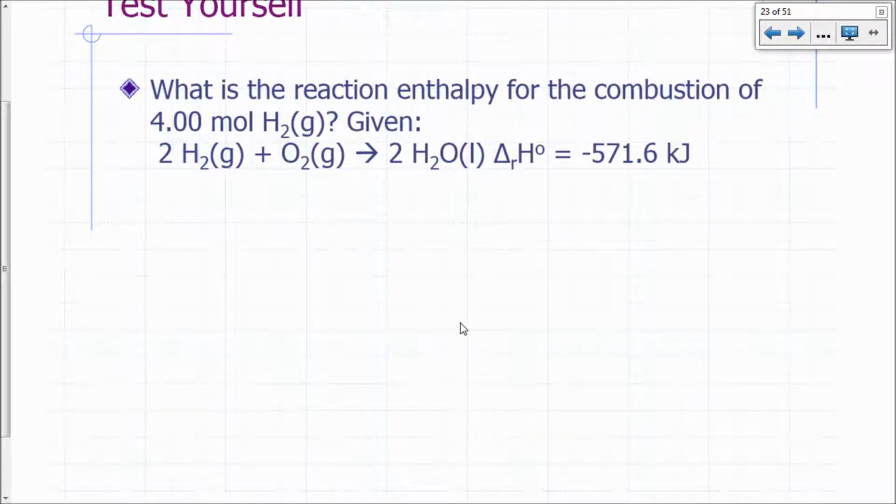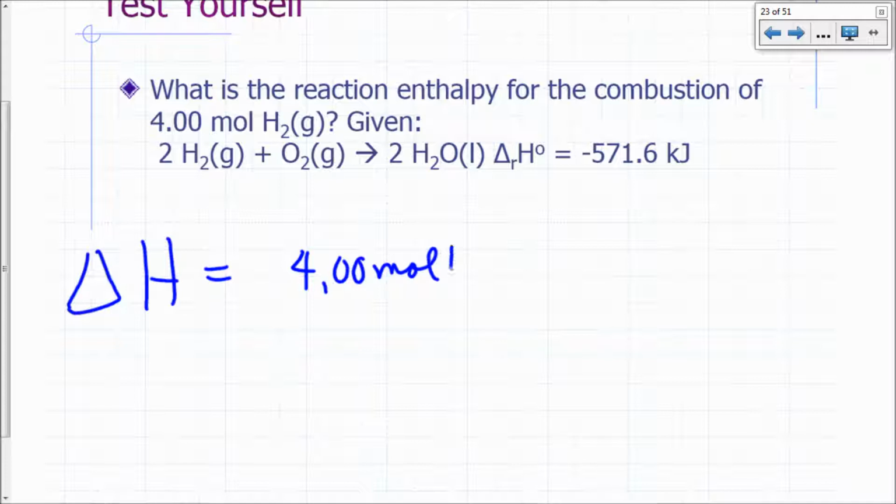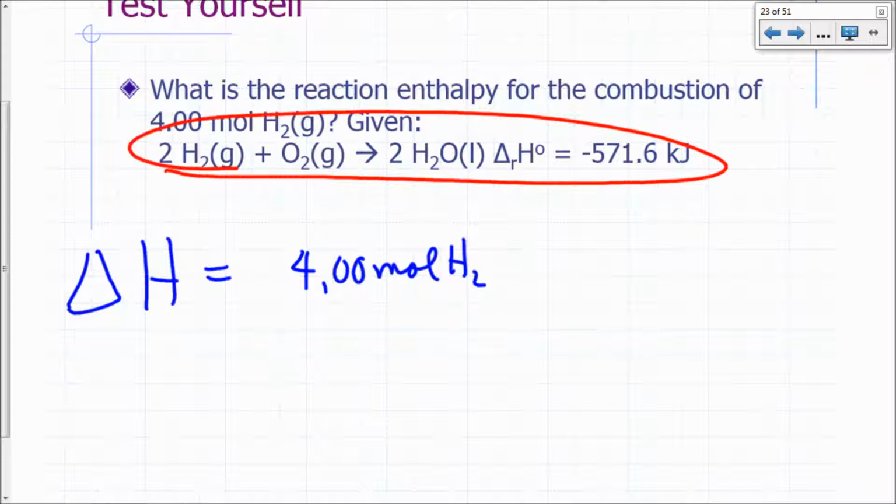Let's try this one. What is the reaction enthalpy for the combustion of 4 moles of H2 gas? So what's our delta H? It's 4.0 moles of H2, and you're given this thermochemical equation. What does this thermochemical equation tell you? That the delta H is negative 571.6 kilojoules for how much H2? For 2 moles of H2. But I want it for 4 moles of H2. So what should be the answer?